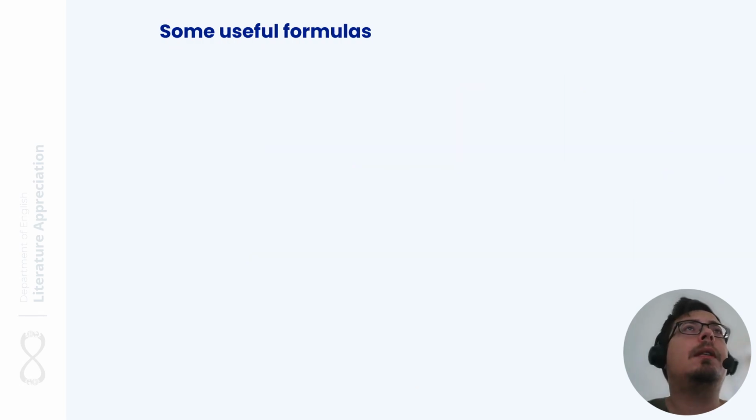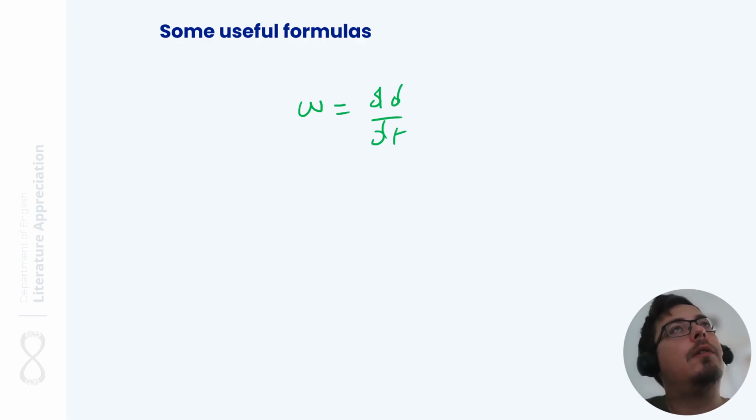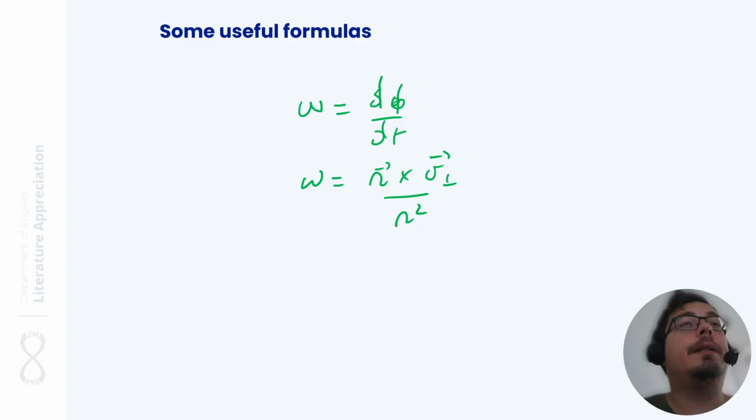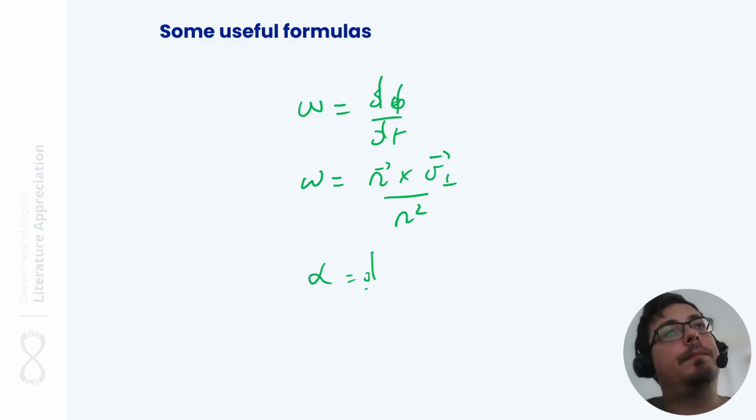And then we have some usual formulas that we have written already. We can say that omega is the rate at which the angle is changing over time. Omega is also the radius cross product of the tangential velocity over r square. But there is another one that is important. There is the acceleration, that is the derivative over time of r cross v over r square.